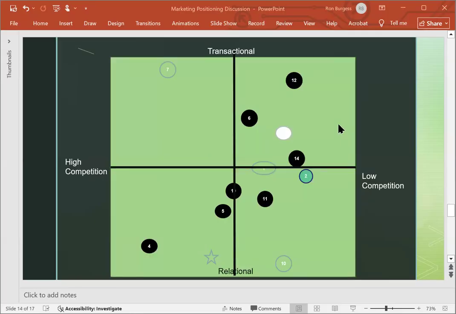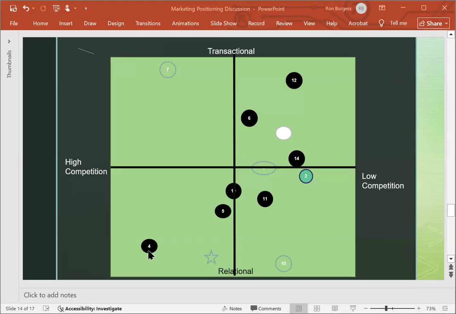So when you take a look then, where are they? Years ago, I took a look at a bunch of my clients, and I placed them on this chart between transactional and relational, high competition, low competition. These are all small independent businesses. And so you can see where they land. They tend to be up in this area. They're certainly closer to the low competition. Really only three of them are in high competition businesses.